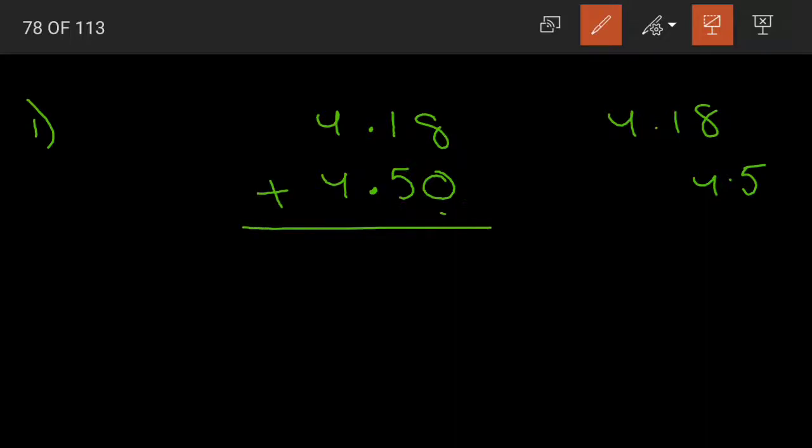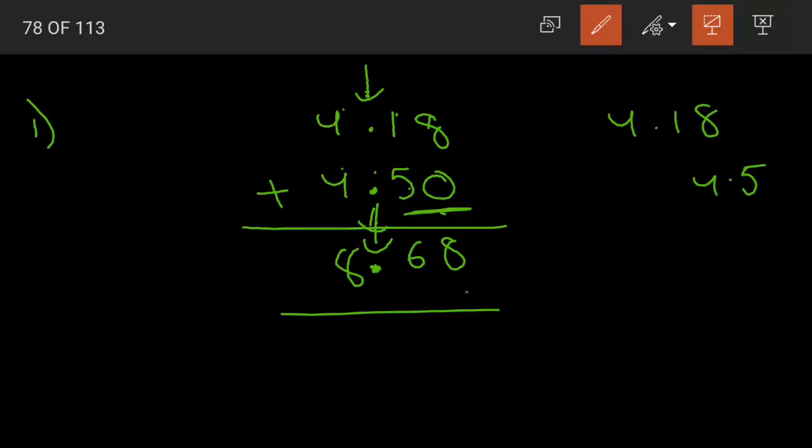Now the third step is to add them. 8 plus 0, 8, 5 plus 1, 6, then we are having the decimal point, 4 plus 4, 8. Now, did you find anything strange in this or different from the normal addition that we do? No, you just have to simply add the numbers and place the decimal point as given in the question. See, here in the question we are having the decimal point after 2 digits from the right. So, even in my answer I have placed the decimal point after 2 digits from the right.